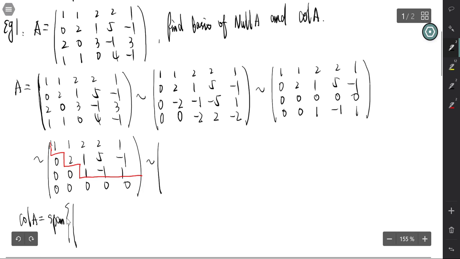The first pivot position is at the first row, so the first vector in A is in the basis: 1, 0, 2, 1. And the second pivot position is on the second row, second column. So the second column in A is in the basis, and the third pivot position is at the third column. So that is 2, 1, 3, 0.